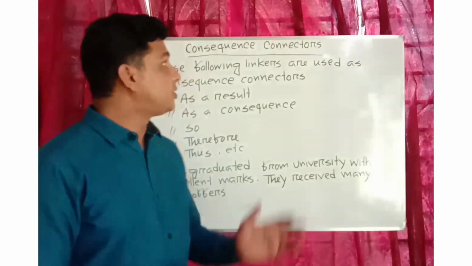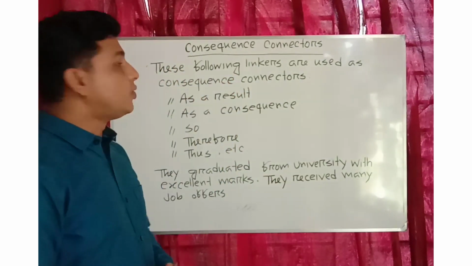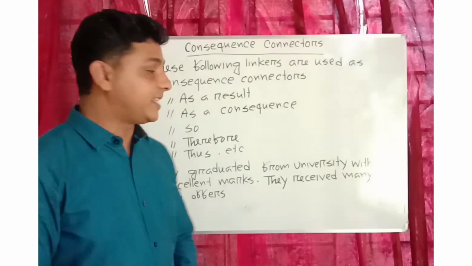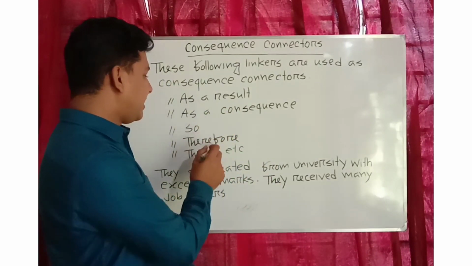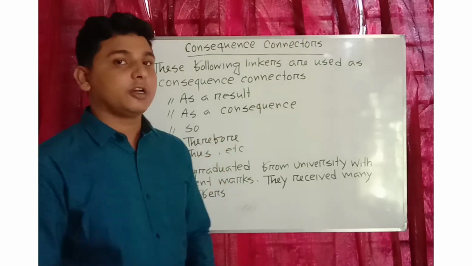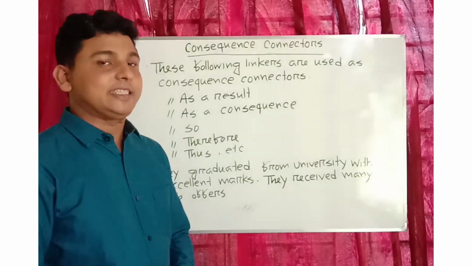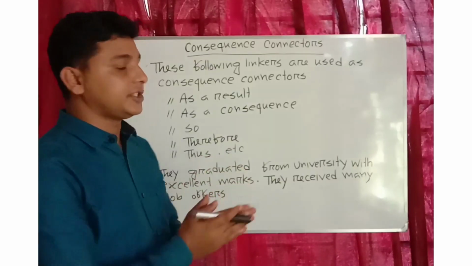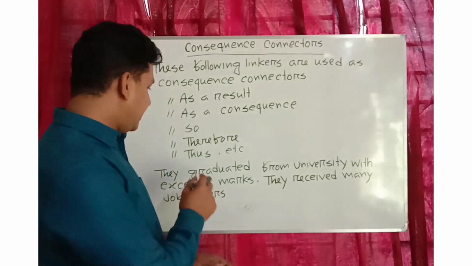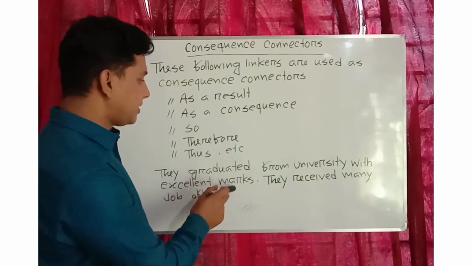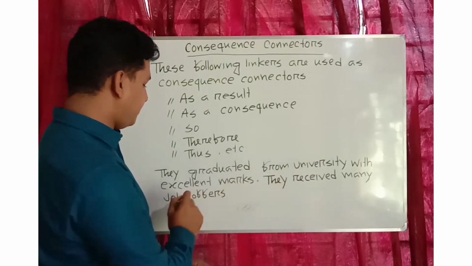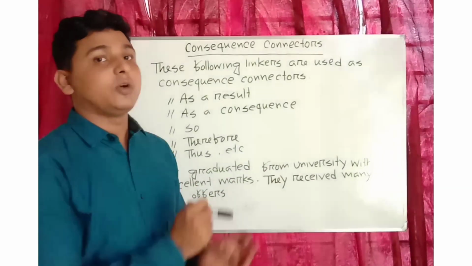Now I will talk about consequence connectors. Which are consequence connectors? Let's see: as a result, as a consequence, so, therefore, thus, or consequently, etc. They are called consequence connectors. See the example. They graduated from university with excellent marks. They received many job offers. So here is a condition.